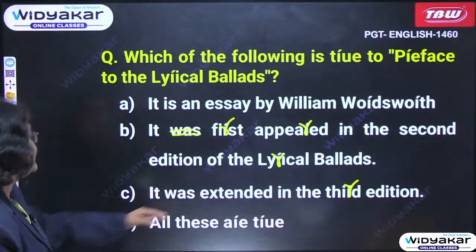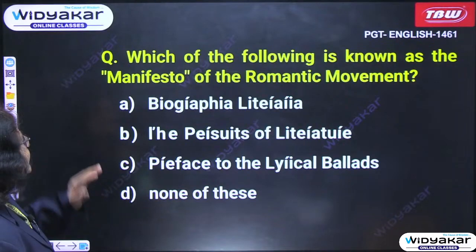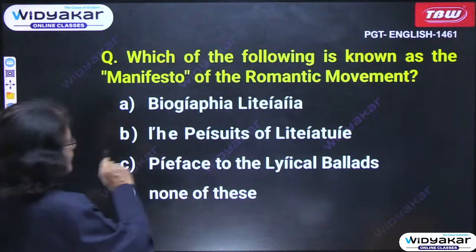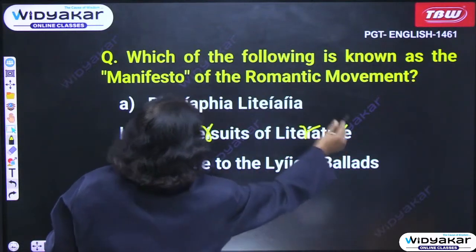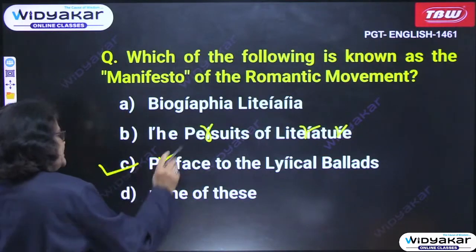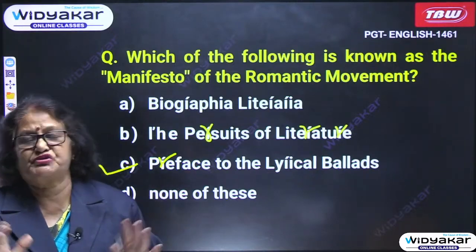So all these are true. Which of the following is known as the manifesto of the Romantic movement? A. Biographia Literaria. B. The Pursuits of Literature. C. Preface to the Lyrical Ballads. D. None of the above. Option C. The Preface to the Lyrical Ballads is known as the Romantic Manifesto.